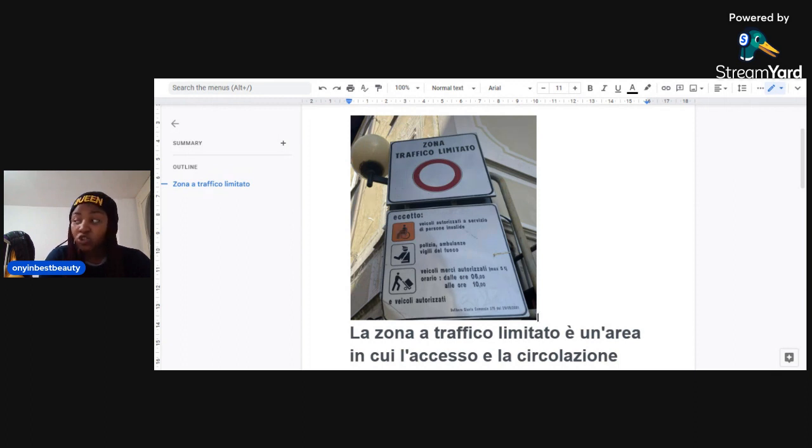It is written, it always comes with a panel telling you who and what time can enter this particular zona a traffico limitato.